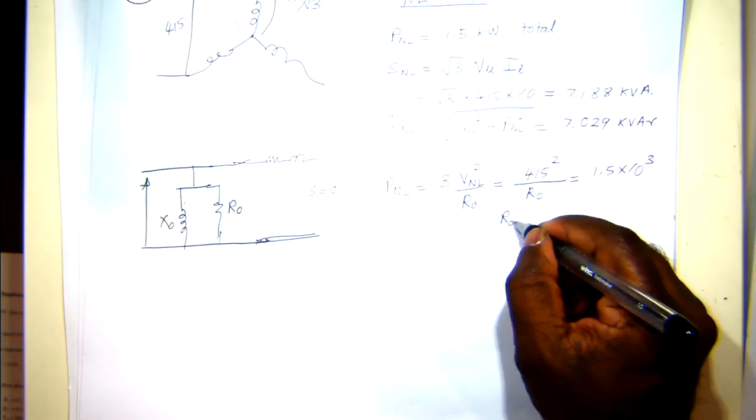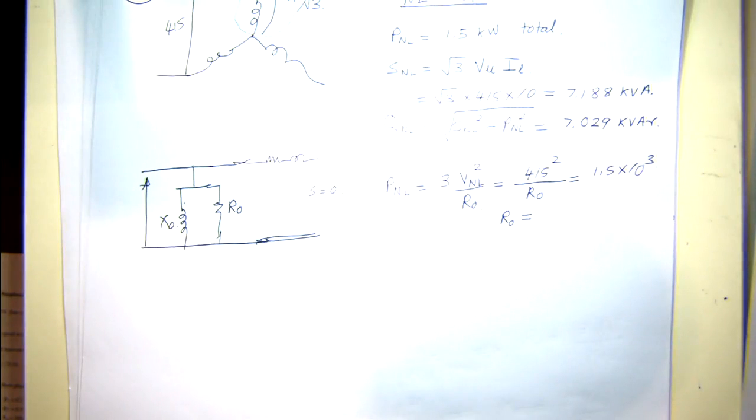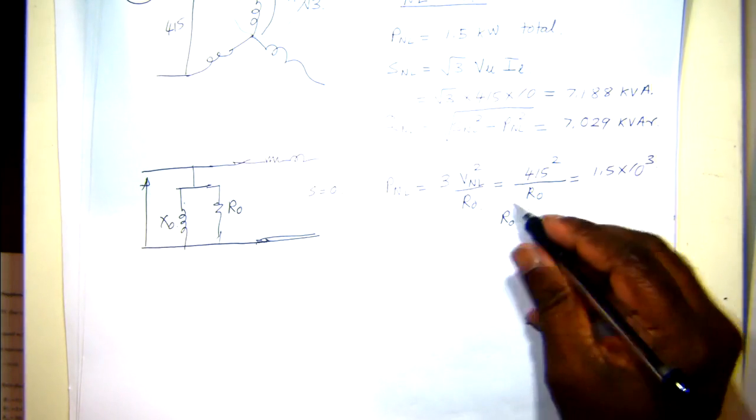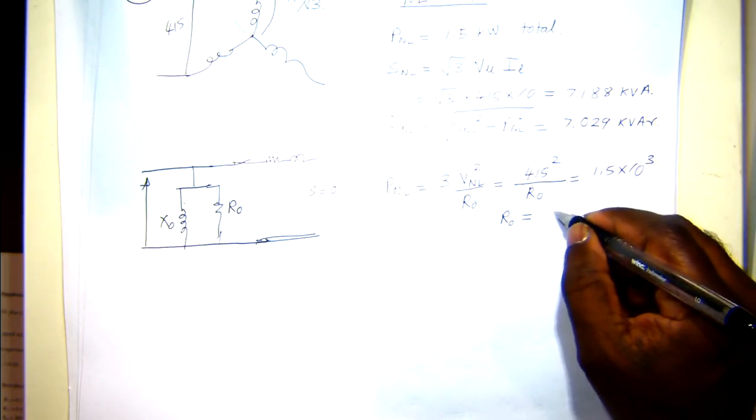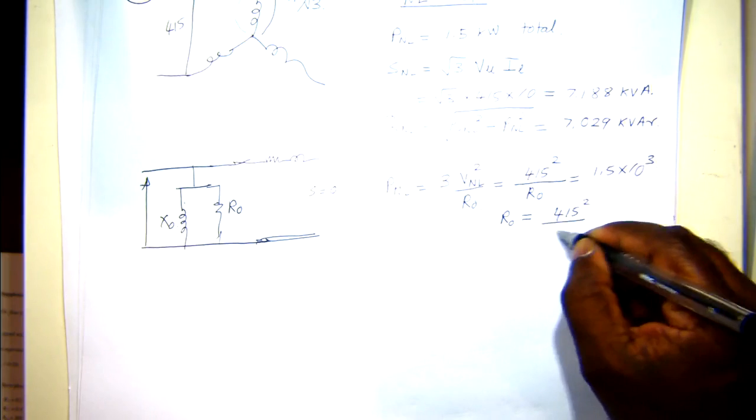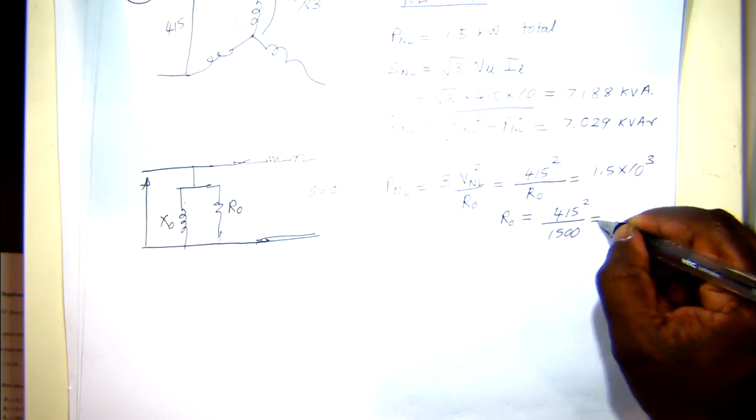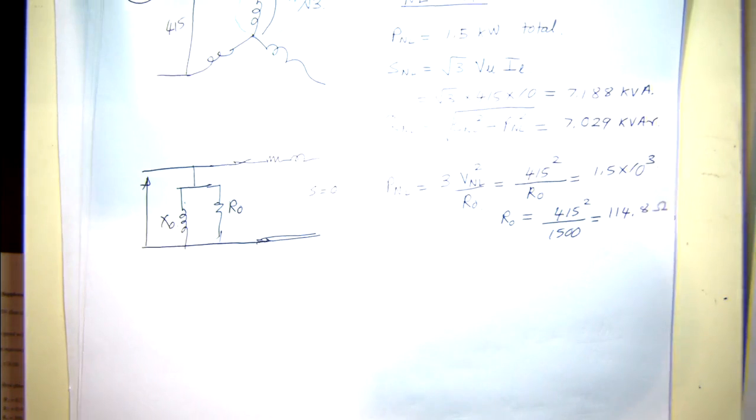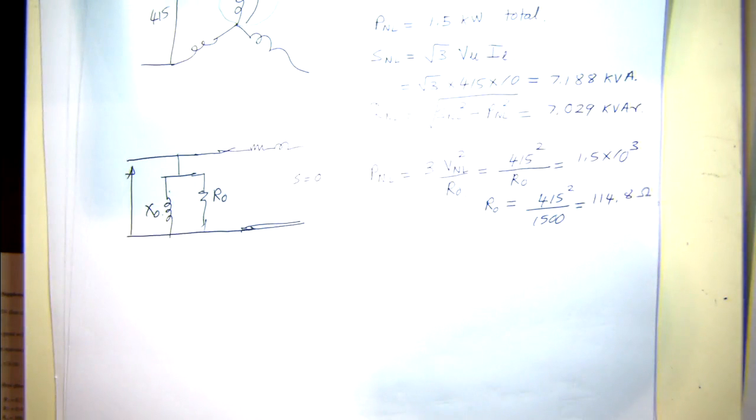So then R0 will be 415 squared divided by 1500, which is 114.8 ohm. So that's the core loss resistance.